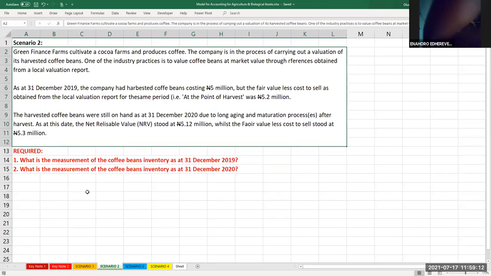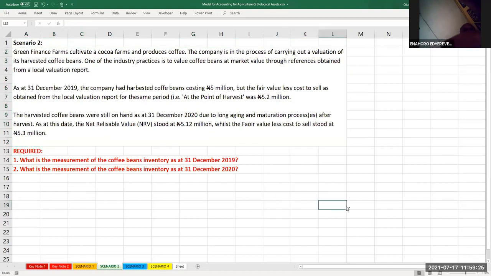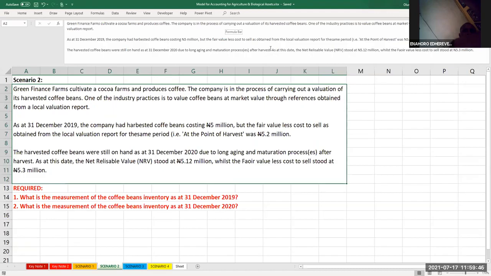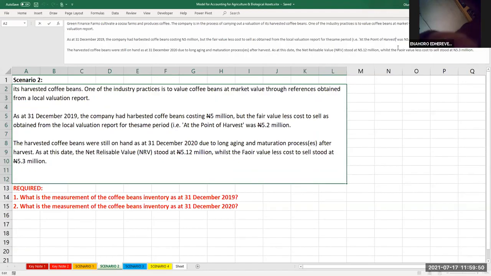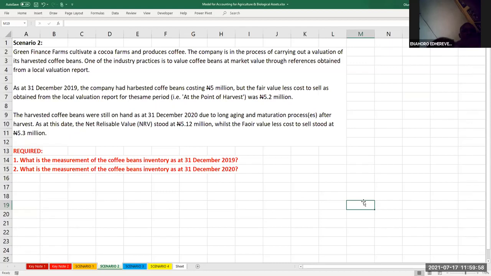One of the industry practices is to value coffee beans at market value through references obtained from a local valuation report. As at 31st December 2019, the company had harvested coffee beans costing 5 million, but the fair value less cost to sell as obtained from the local valuation report for the same period, i.e. at the point of harvest, was 5.2 million. The harvested coffee beans were still on hand as at 31st December 2020 due to long aging and maturation processes after harvest. As at this date, the net realizable value stood at 5.12 million, while the fair value less cost to sell stood at 5.3 million.